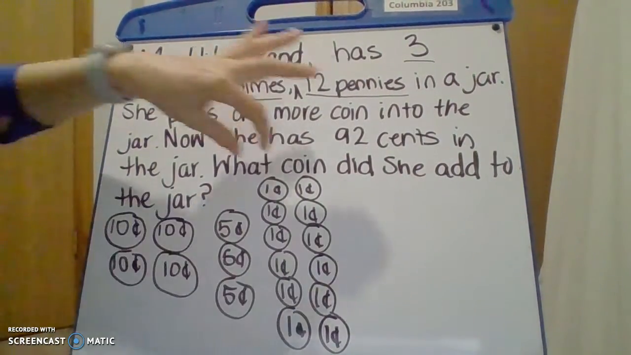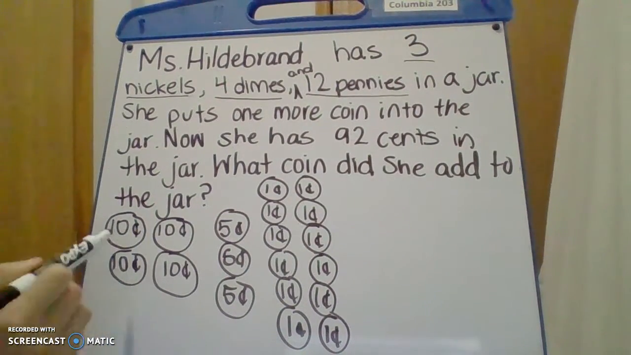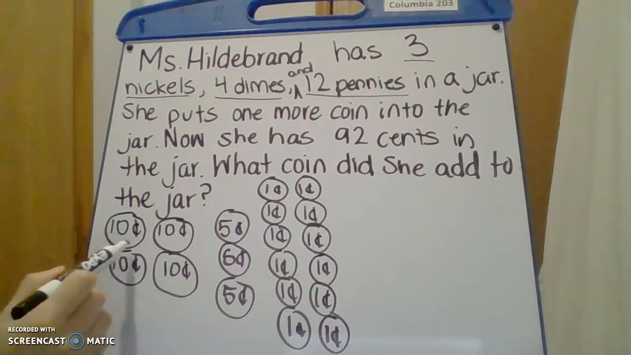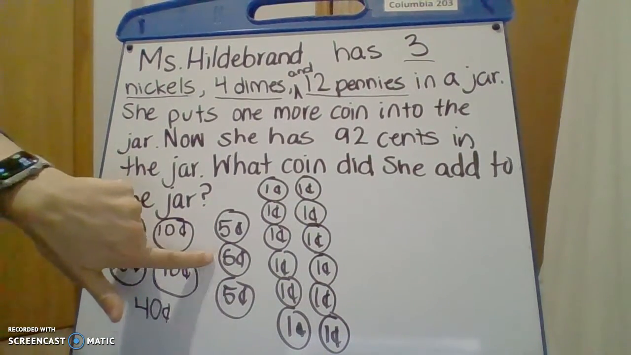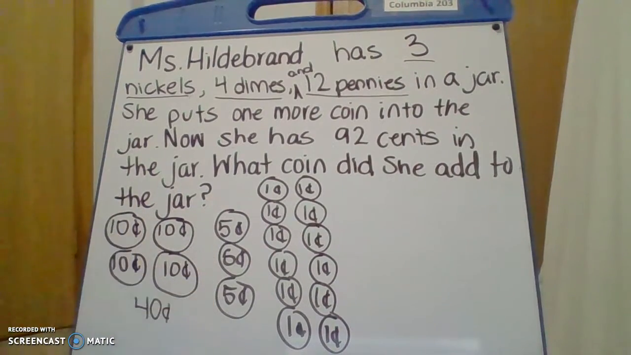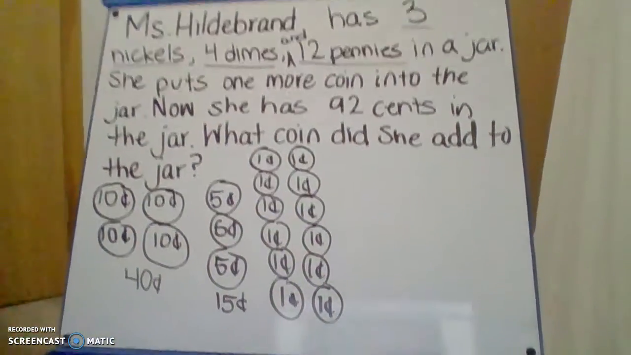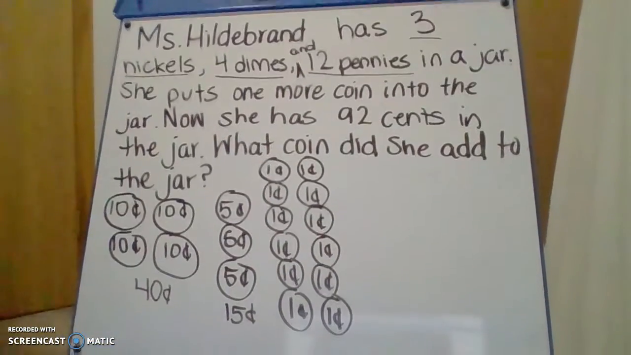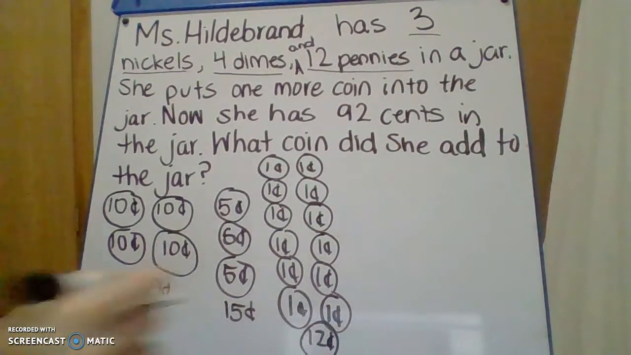Always labeling. So that's 2, 4, 6, 8, 10, 12. All right, so now I'm going to go back and see the total amount I have. I have 1, 2, 3, 4 dimes. So count by 10, skip count, 10, 20, 30, 40 cents in dimes. Skip count by 5, 5, 10, 15 cents in nickels, and you have 12 pennies. So it's going to be 12 cents. And pennies are worth 1.